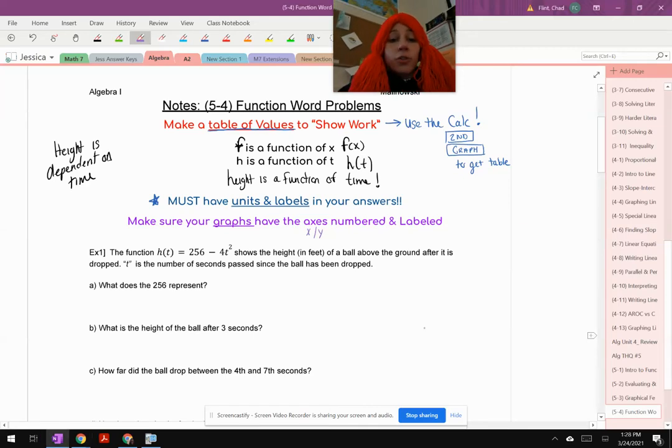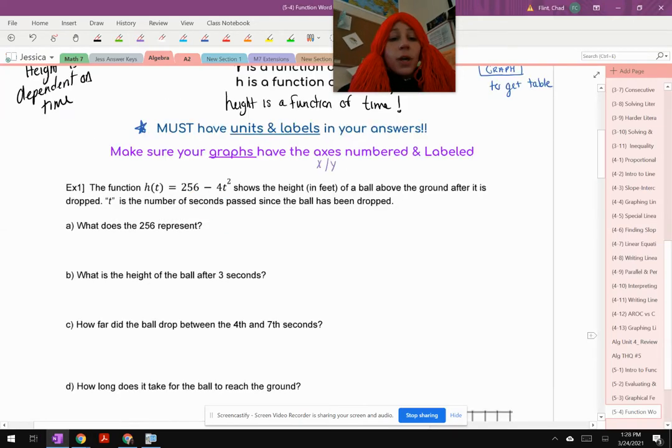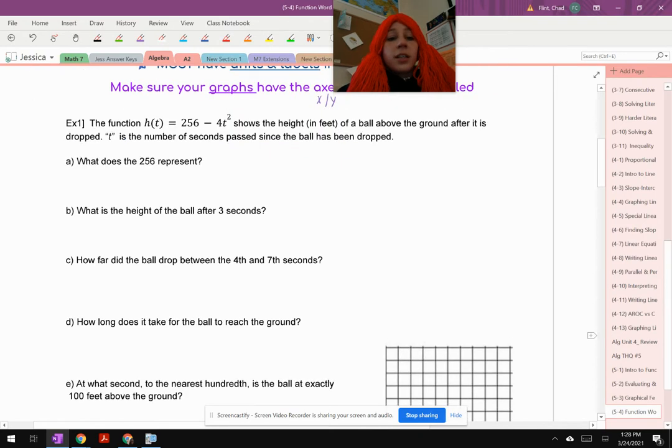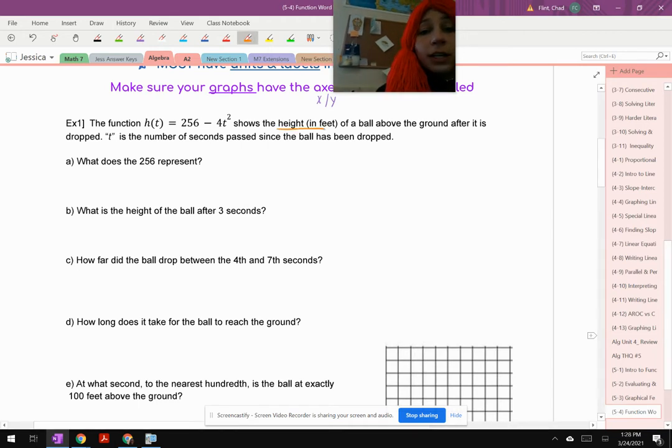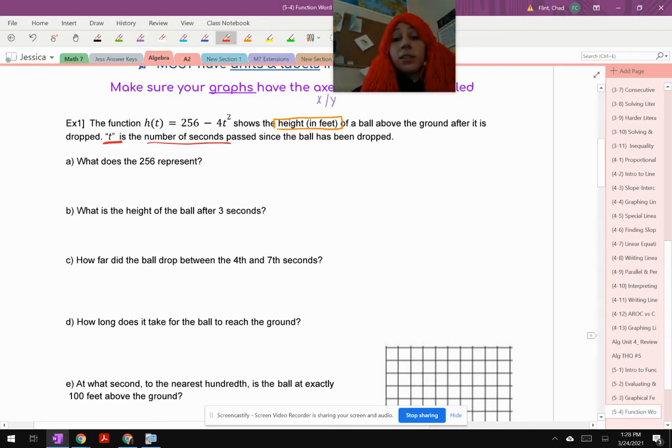Example 1 with these function word problems here. So the function h of t is equal to 256 minus 4t squared. It shows the height. We're talking about the height in feet of a ball above the ground after it is dropped. And second piece of information, t is the number of seconds that have passed since that ball has been dropped.